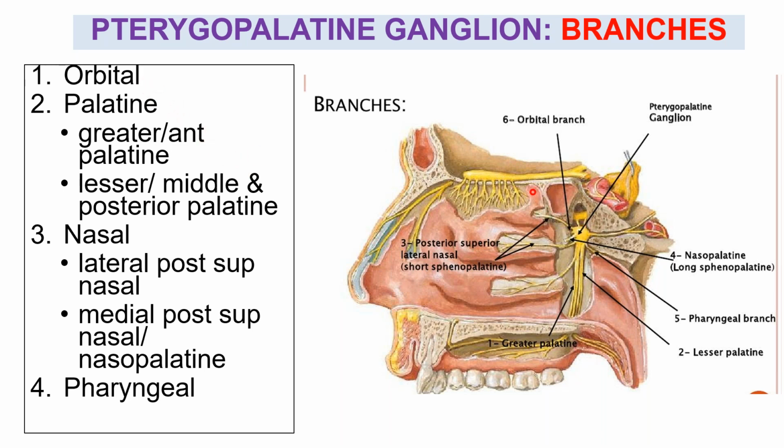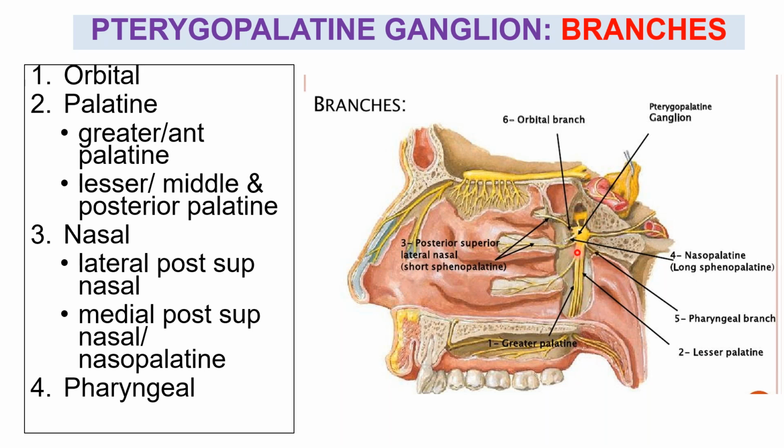This is the orbital branch you can see in this picture. Through the orbital branch, it is going to enter through the inferior orbital fissure into the orbit. Then the second is the palatine branches. The palatine branches were greater palatine or anterior palatine and the lesser palatine or the posterior palatine. So this passes through the greater palatine canal, palatine canals.